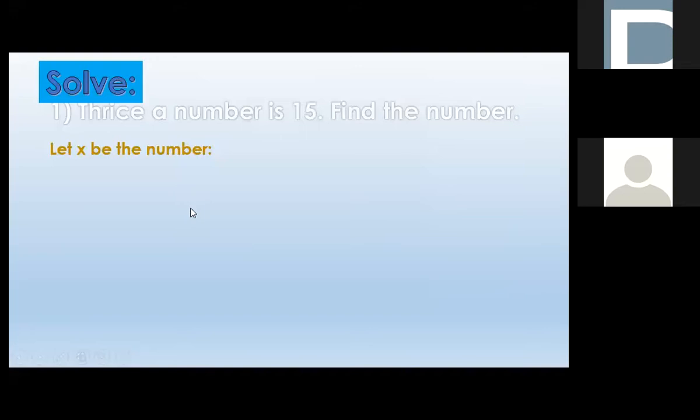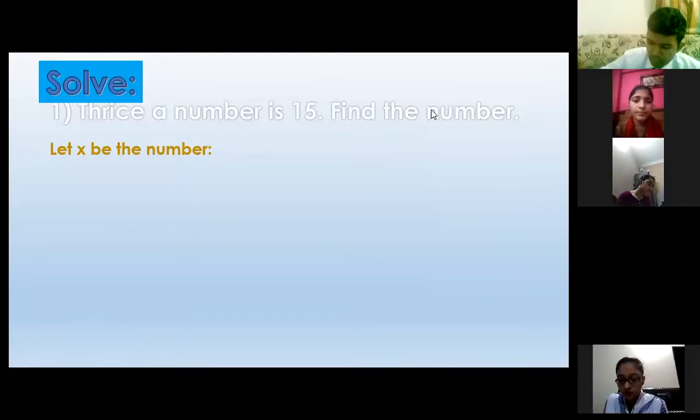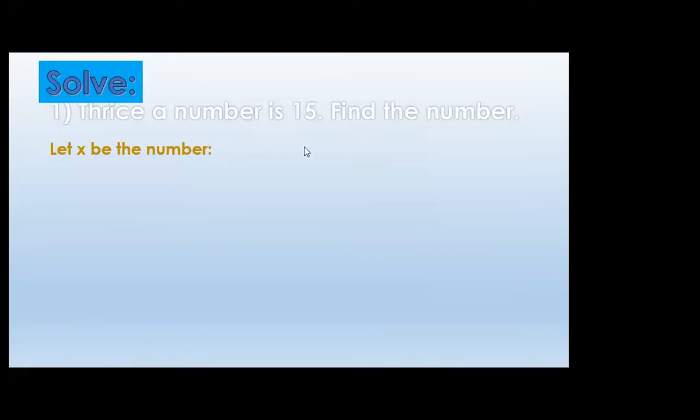Okay, so this is all for exercise 3.12 and 13. Now let's discuss exercise 4.3 from chapter number 4. Thrice a number is 15. This is a very easy question. Thrice a number is 15. Find the number. First of all, we have to suppose the number.